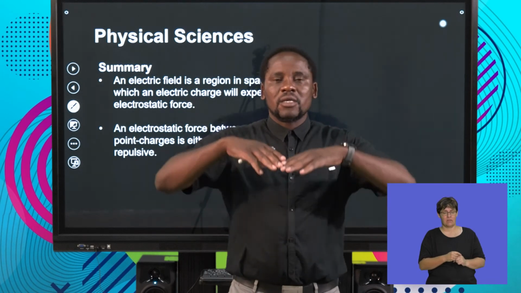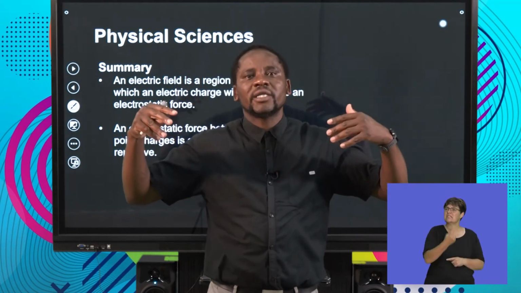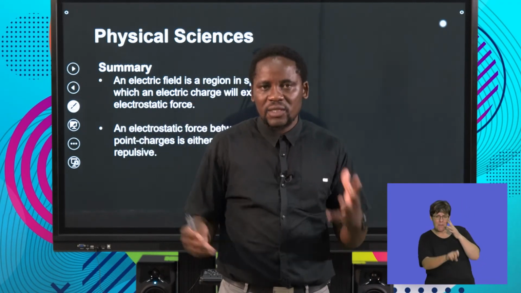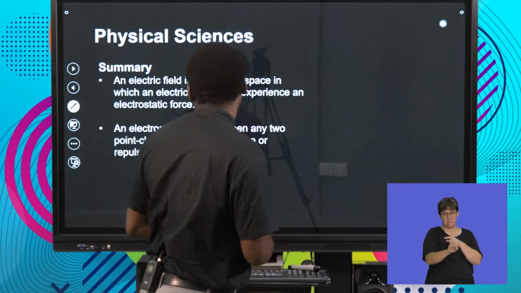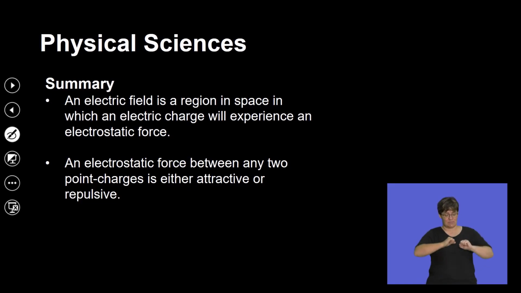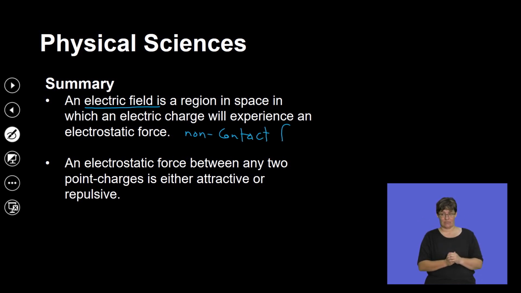Now, in closing, we need also to look at some of the key things that we try to emphasize here. It says here, an electric field is a region in space. So this is the definition of an electric field. An electric field is a region in space in which an electric charge will experience an electrostatic force. And this electrostatic force is actually a non-contact force, because these are field forces.